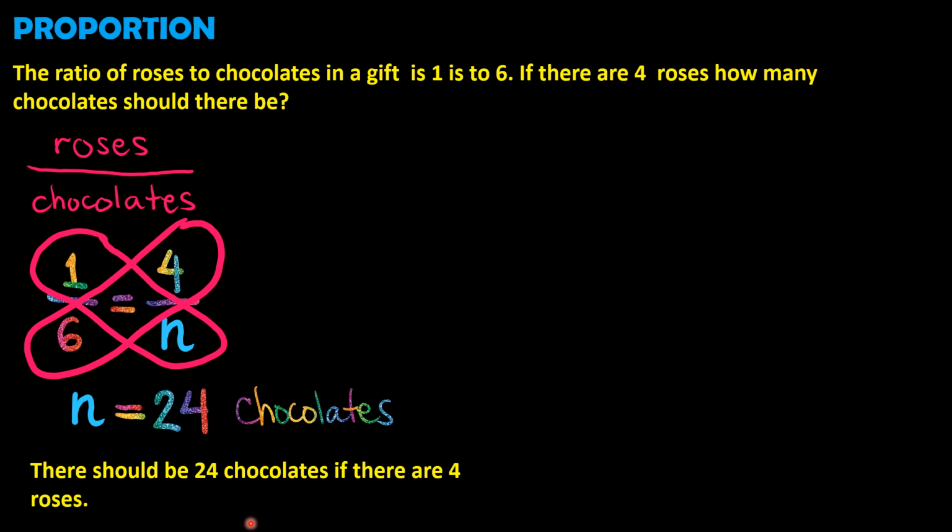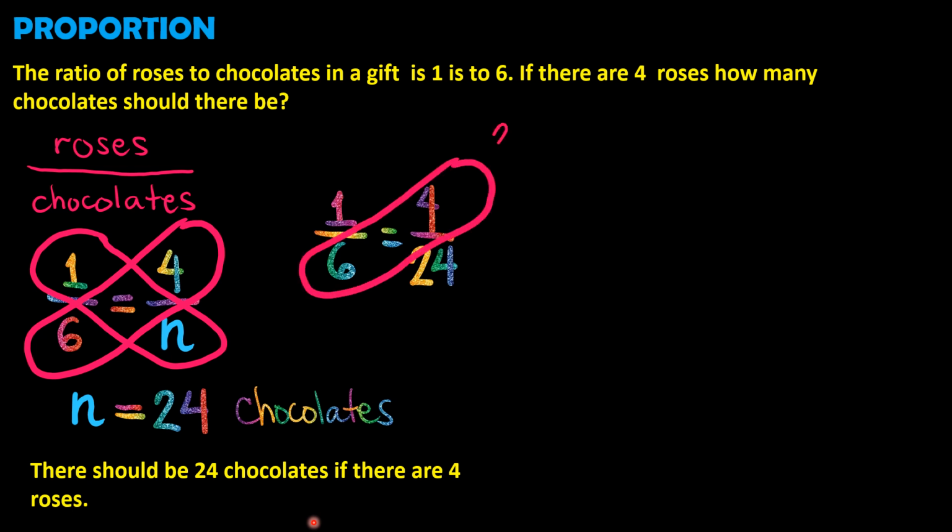Now, to verify if the answer is correct, copy your problem and we're going to substitute or replace the variable n with our answer, which is 24. So bye-bye n and say hello to our answer 24. And then we apply cross multiplication. 6 times 4 is 24 and 1 times 4 is also 24. Since we have the same product, that means our ratios are proportional with each other. Therefore, our answer 24 is correct.